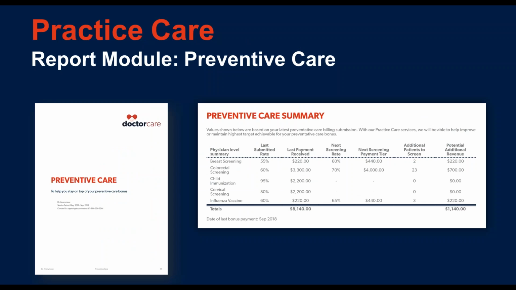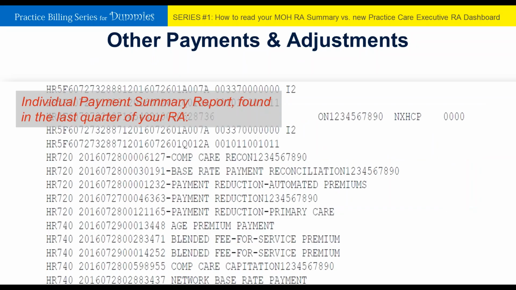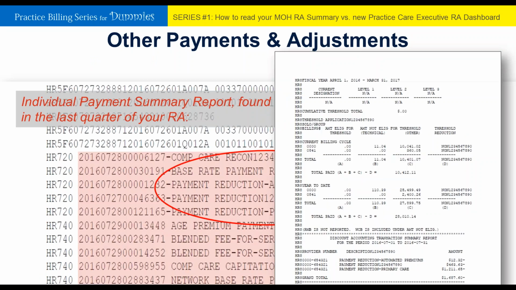With regards to the other payments and adjustments, you'll find it here in your RA summary. See the circled areas. And here on another page, even further in.